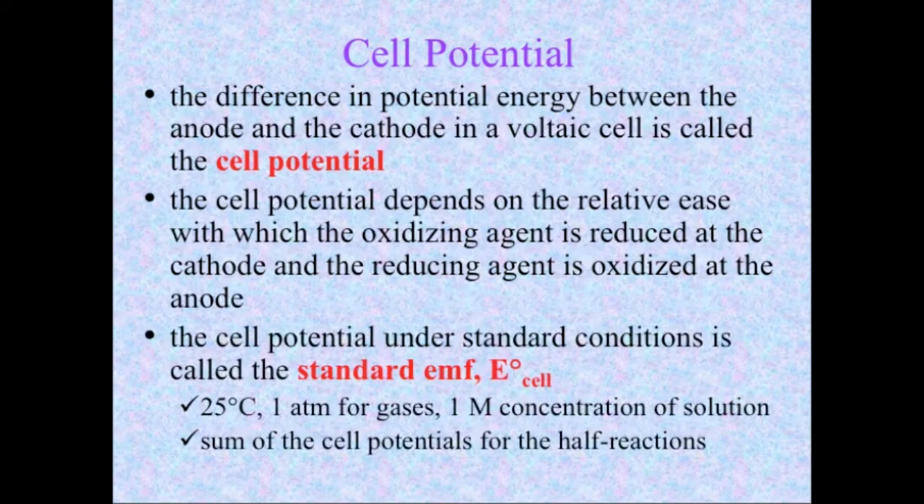The cell potential under standard conditions is called the standard EMF, signified with an E0 meaning standard conditions for the cell. That means 25 degrees Celsius and 1 atmosphere for gases and 1 molar concentration for solutions. We get the standard EMF, the cell potential, when we add up the potentials for the 2 half reactions involved.